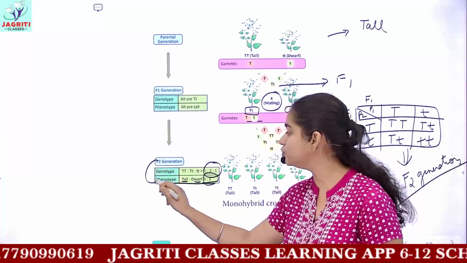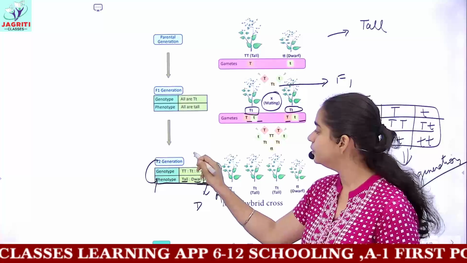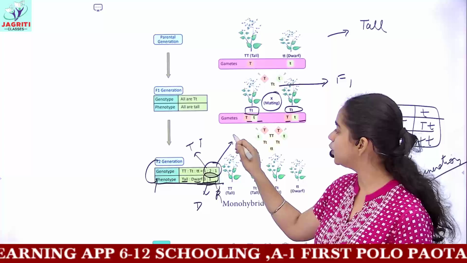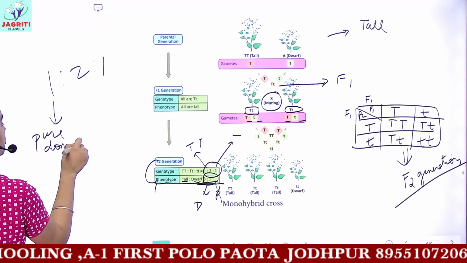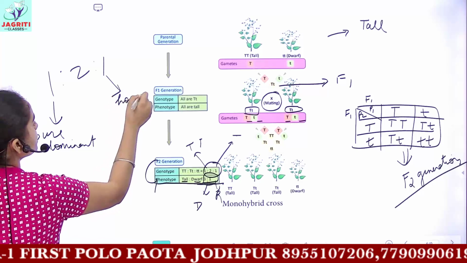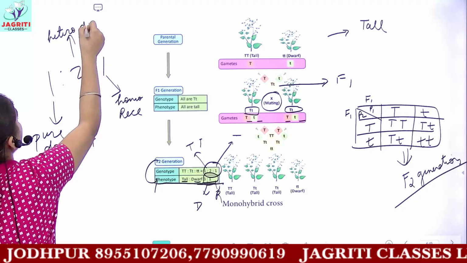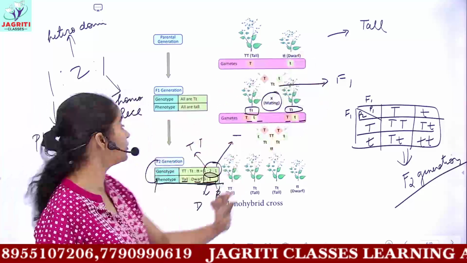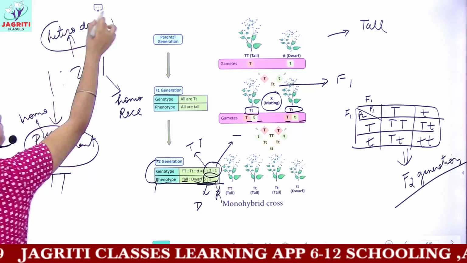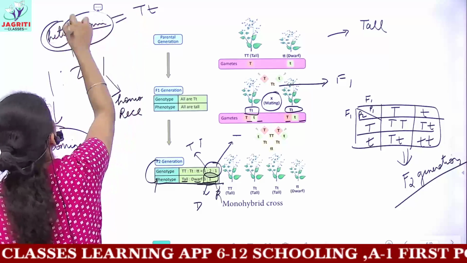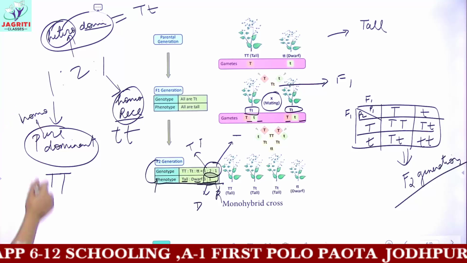The phenotypic ratio of the F2 generation is always 3:1. 3 is for the dominant trait, 1 is for the recessive trait. And this is for the 1:2:1. This ratio is for pure dominant. Pure means homozygous dominant. This is for homozygous recessive, and this 2 is for heterozygous, that is mixed, and dominant. Here dominant is tall, recessive is dwarf. So pure means homozygous, so here it would be capital T, capital T. This would be capital T, small t. Dominant is tall, hetero means both the alleles are present. And homozygous recessive means small t, small t.